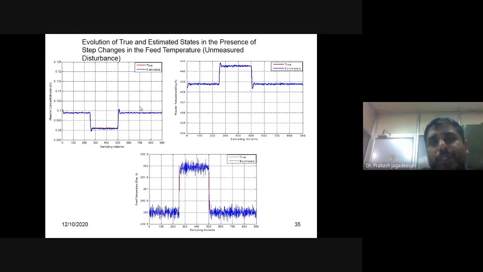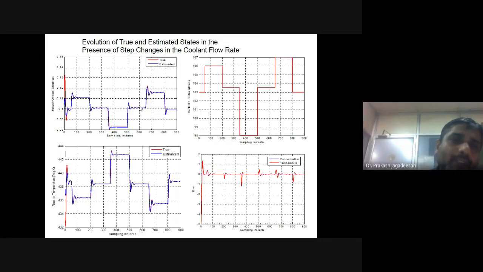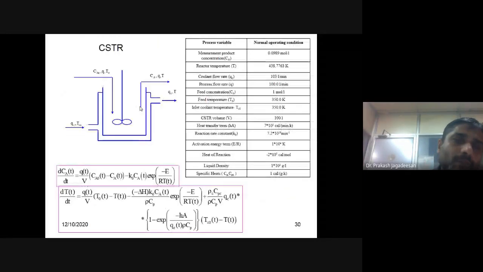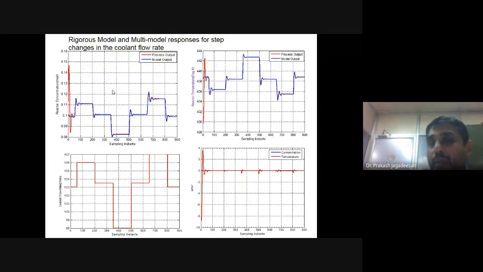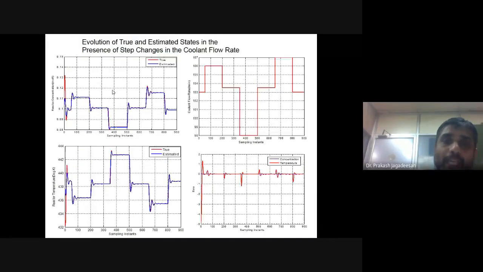So in here, if you see, in the earlier one, what we have assumed is the feed temperature, because it has some more inputs: feed temperature, feed concentration, feed flow rate. Those variables also can change. So if they change, how will the model respond? Will there be any bias?